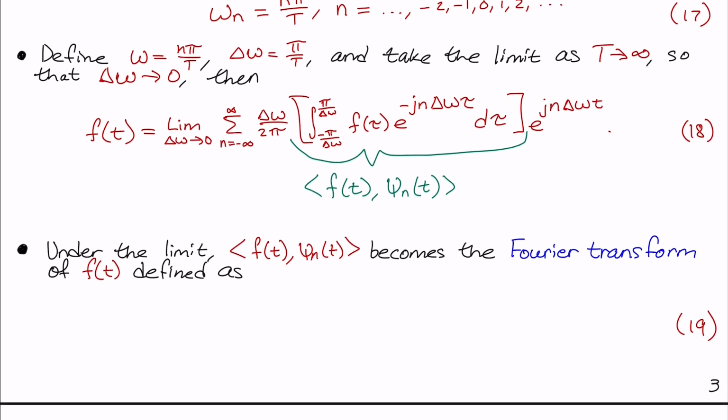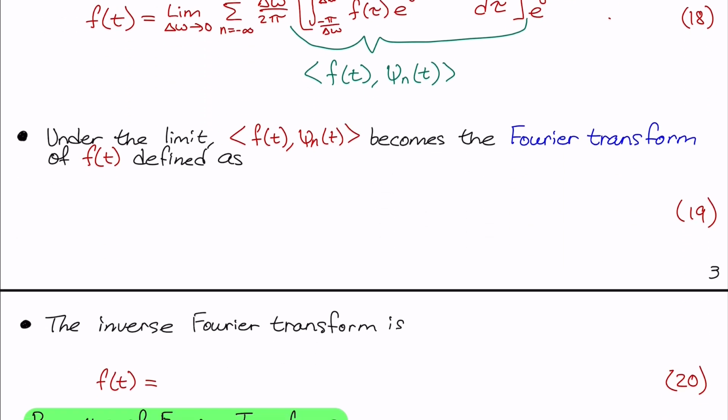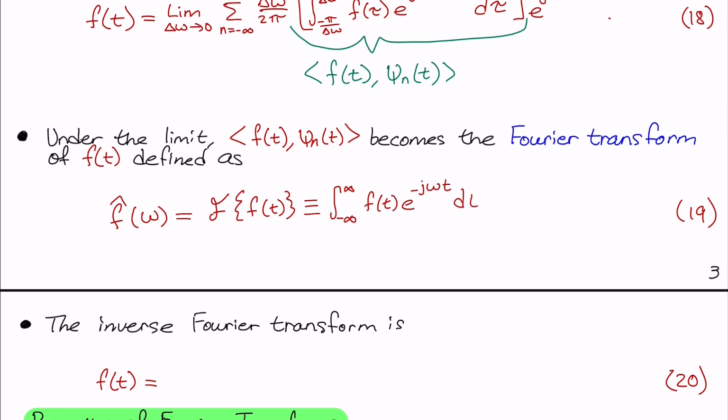Okay, so under the limit, that inner product becomes what's known as the Fourier transform of the function f of t, which we will define using hats here. So f hat of omega is equal to the Fourier transform, which we'll use a script F to represent, acting on f of t. And this is defined to be the integral from minus infinity to infinity of f of t times e to the minus j omega t dt.